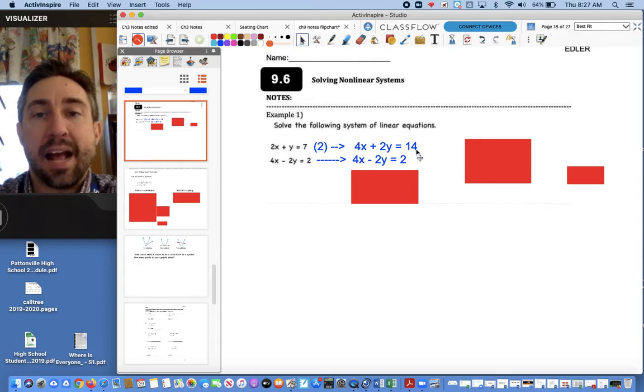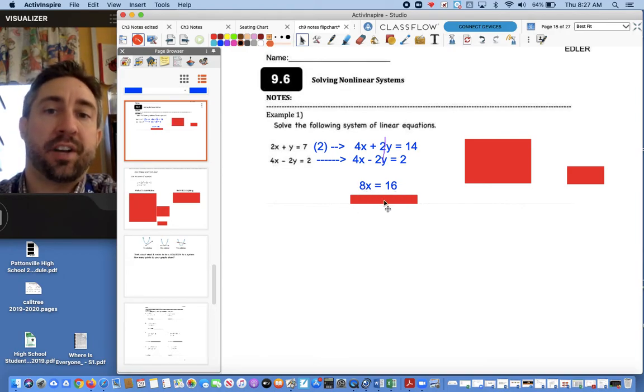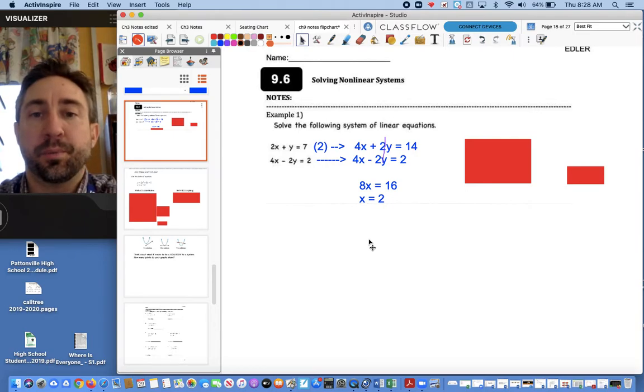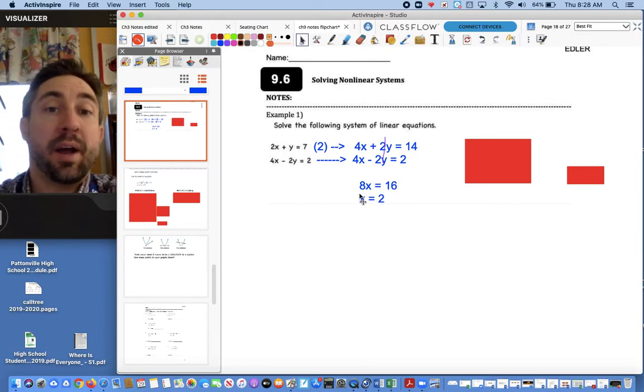So when I add these equations together, 4x plus 4x is 8x, 2y minus 2y cancels out, and 14 plus 2 is 16. Now I can easily solve for x, just divide both sides by 8, and x has to be 2. Now that I know x, I can find y.